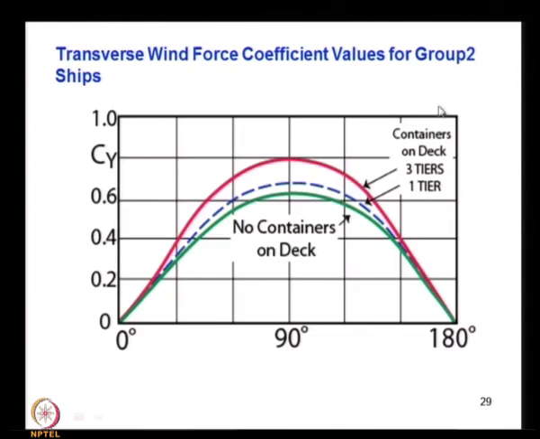Same container ship group 2, what is the effect you can say with one tier, three tiers and no containers on deck, no containers put on deck. So you can see that three tiers will have more effect, one tier will have less, and the least effect is with no containers on deck. So you have less exposure, and containers are usually a rectangular block. So naturally the wind effect will be more because of the sharp corners and edges and all that.